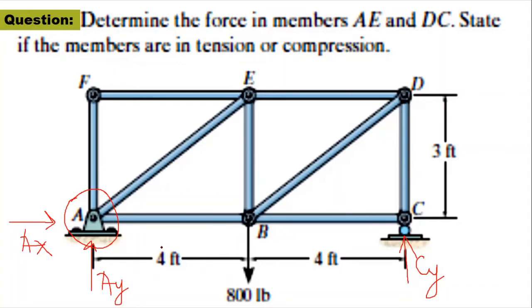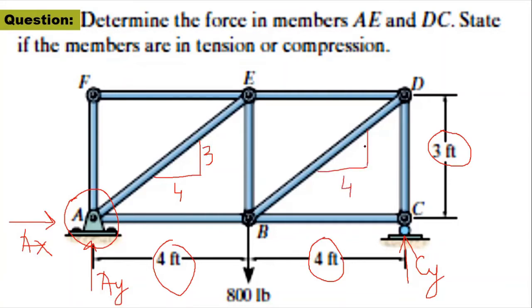One more thing I want to tell you: the question is very easy. Why is it easy? You can see this is 4 feet from A to B, and B to C is also 4 feet, and 3 feet is given to you. So the lengths from A to B and B to C are the same, which makes it easier for you. You can easily find the angle. Here, for example, you should write down 4 here and 3 here, and 4 here and 3 here.